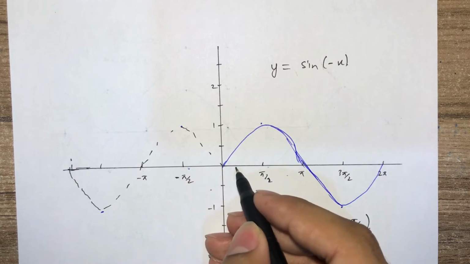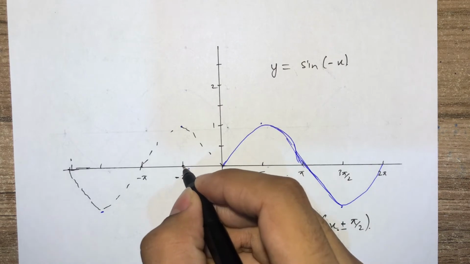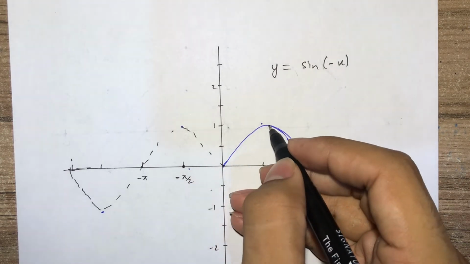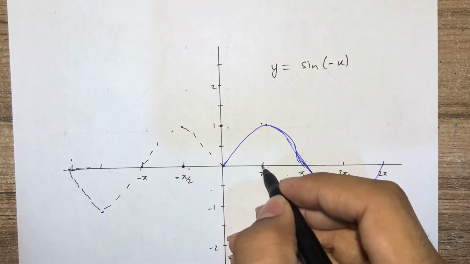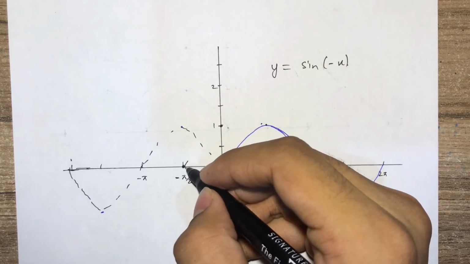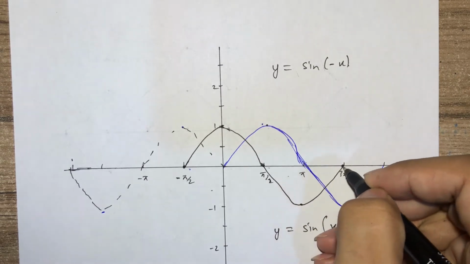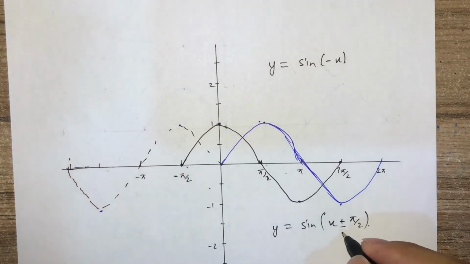Every point will go by pi by 2 units towards the left. So this will be translated here. This point will go here, this point will go here, this point will go here, and then this. So this will be y equals sine of x plus pi by 2. Then lastly there is the horizontal stretch. Now in horizontal stretch the concept of cycles will come, right?